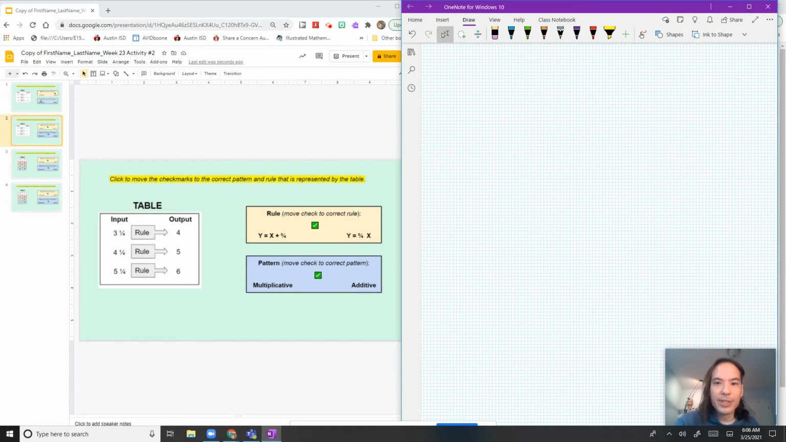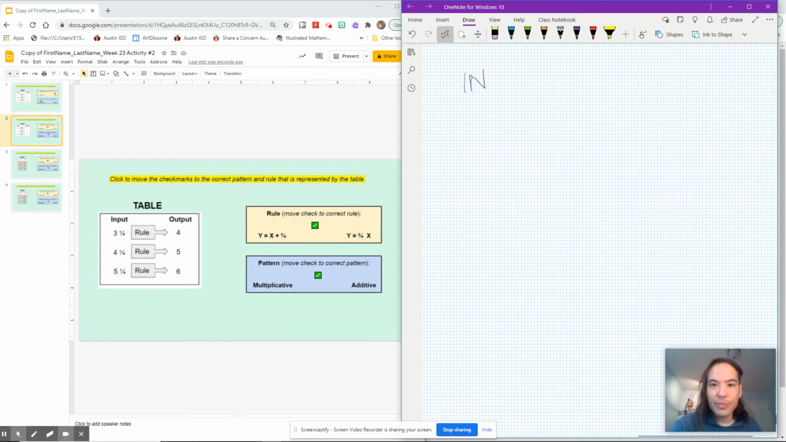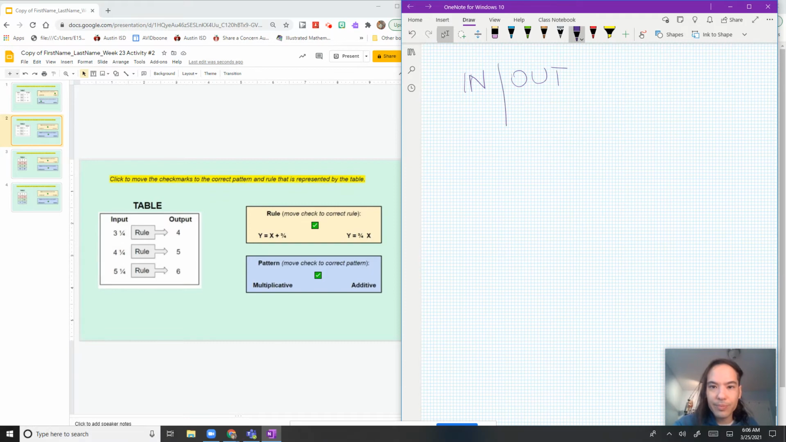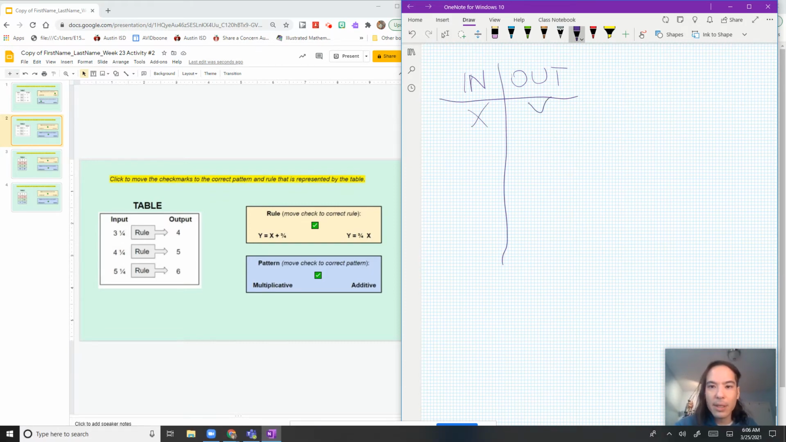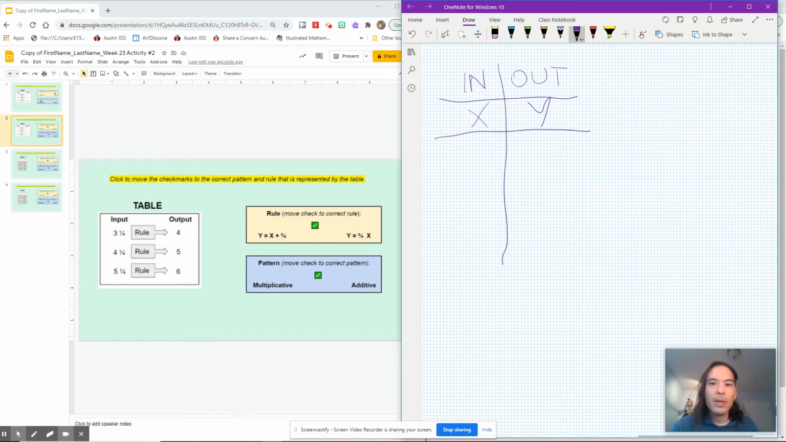Ooh, they brought fractions into this one. All right, so remember, input, output, it's the same thing as x and y. So they have 3 and 1/4, 4. 4 and 1/4, 5. 5 and 1/4, 6. All right. On this one, this pattern should be easier to see.